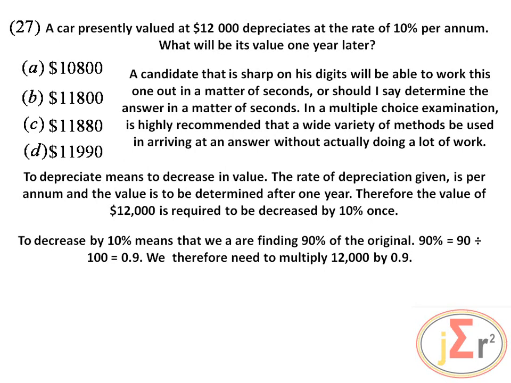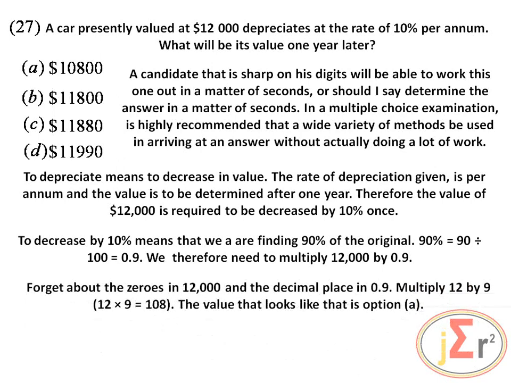But what is 90%? 90% is 90 divided by 100, which is equal to 0.9. We therefore need to multiply 12,000 by 0.9. Forgetting about the zeros in the 12,000 and the decimal place in 0.9, we just multiply 12 by 9. After multiplying 12 by 9, we get 108. And there's your 108 represented right here.